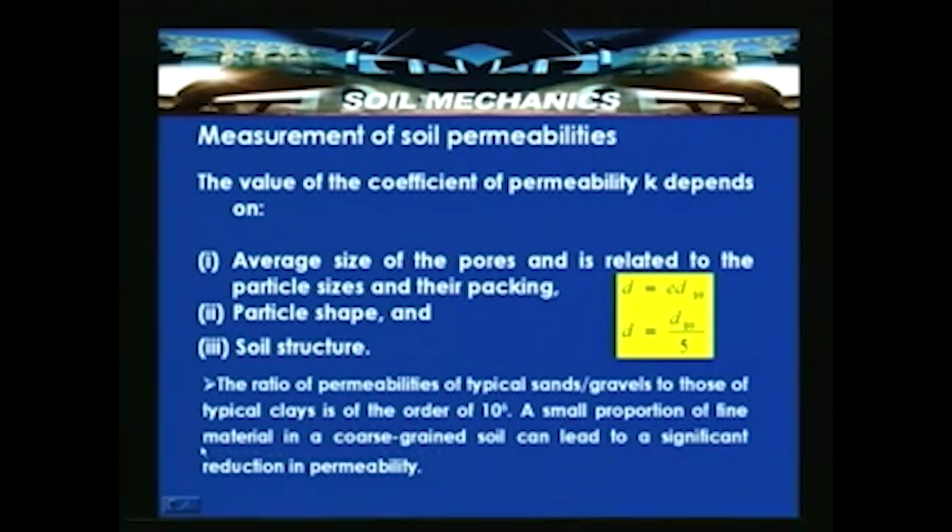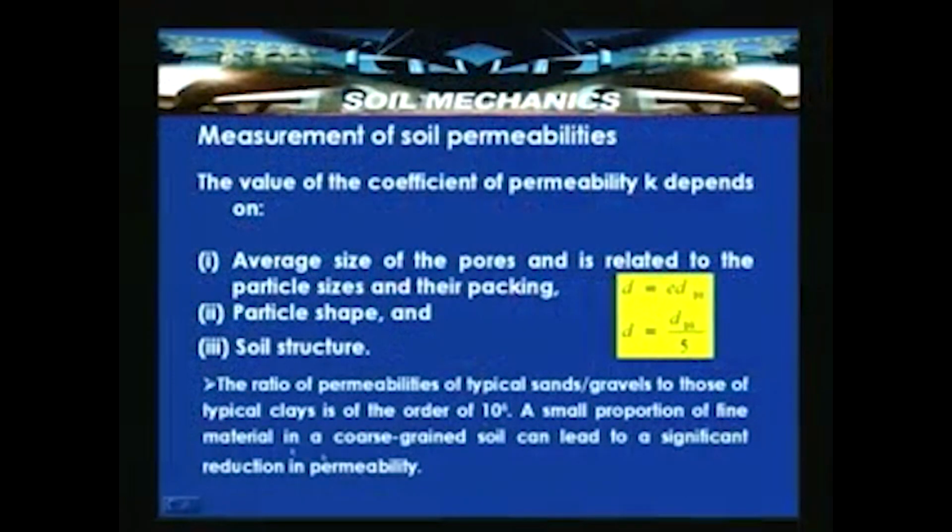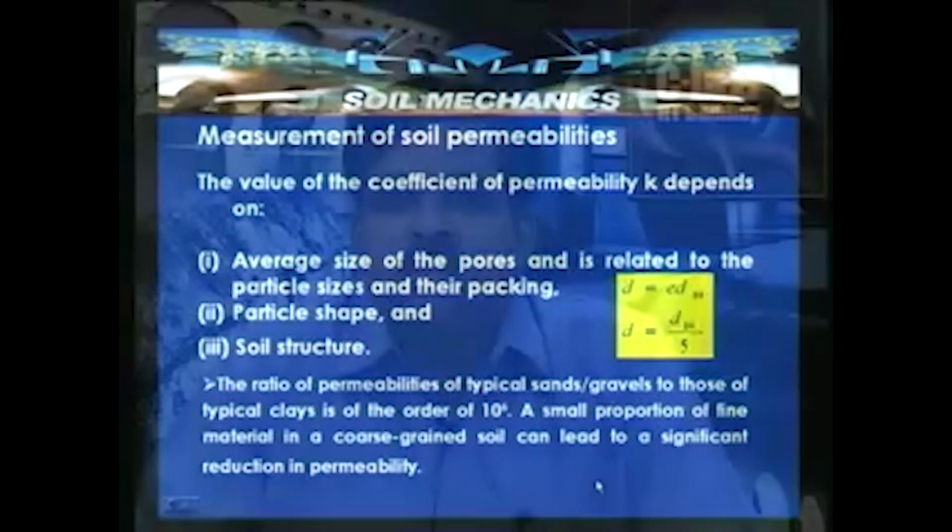A small proportion of fine material in a coarse-grained soil can lead to a significant reduction in the permeability. If a gravelly soil has clay that makes it behave like a gravelly clay, then its permeability characteristics can change and it can take on impervious characteristics. So, a small proportion of fine-grained material in a coarse-grained soil can significantly reduce the permeability. That is why it is very important to know about the permeability value and its effects.